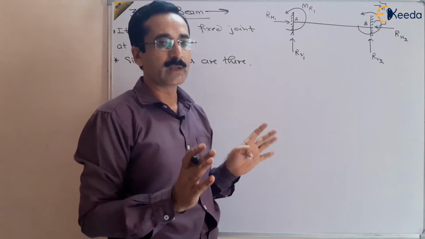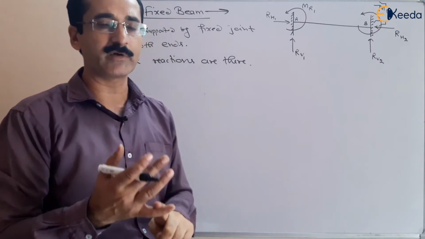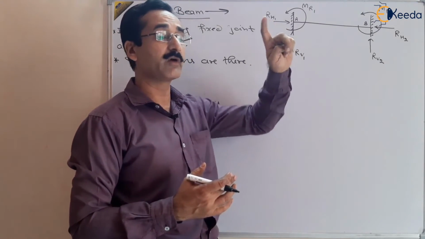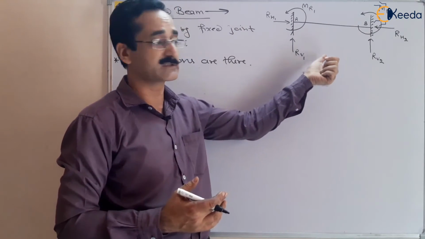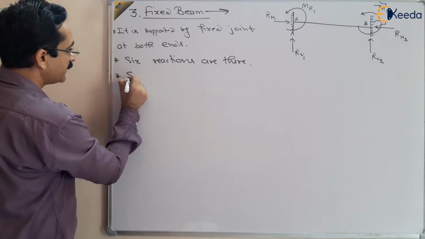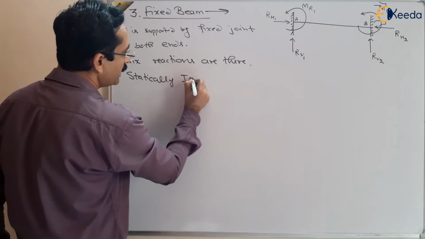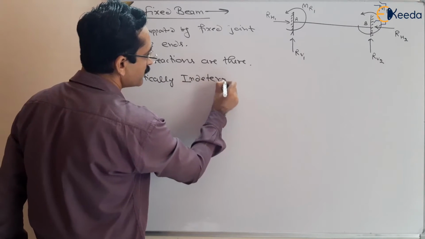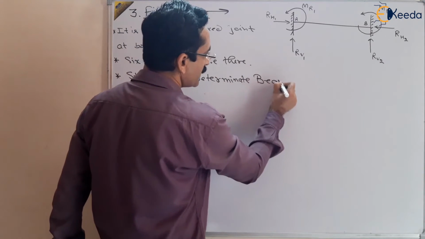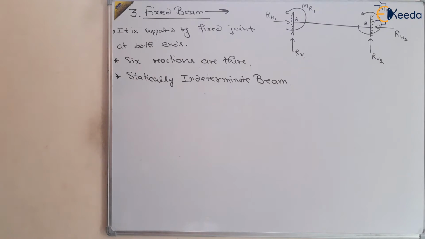We cannot solve by our equilibrium conditions, which are sigma Fx equal to 0, sigma Fy equal to 0, and sigma M equal to 0. We cannot solve by these 3 equations only. We require 3 more equations to solve the 6 reactions, right? So basically it is a statically indeterminate beam. So this is a statically indeterminate beam, right?